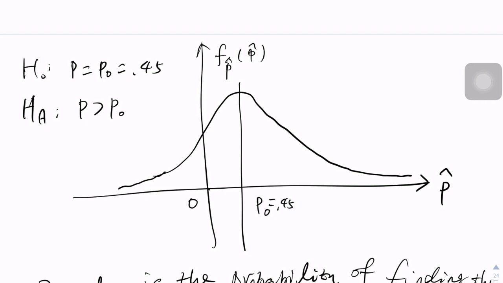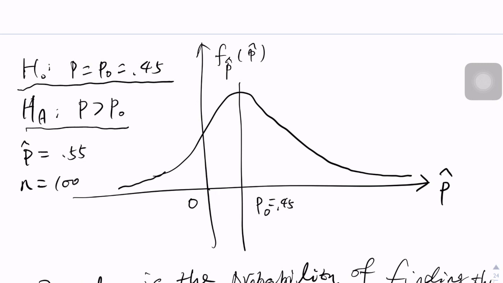In the previous video, we discussed an example of hypothesis testing of proportion using the rejection region method. Recall, our null hypothesis was P is equal to P0, where P0 is equal to 0.45, versus its alternative hypothesis P is larger than P0. And we also had other conditions: we observed the sample proportion is equal to 0.55, and the sample size is 100.